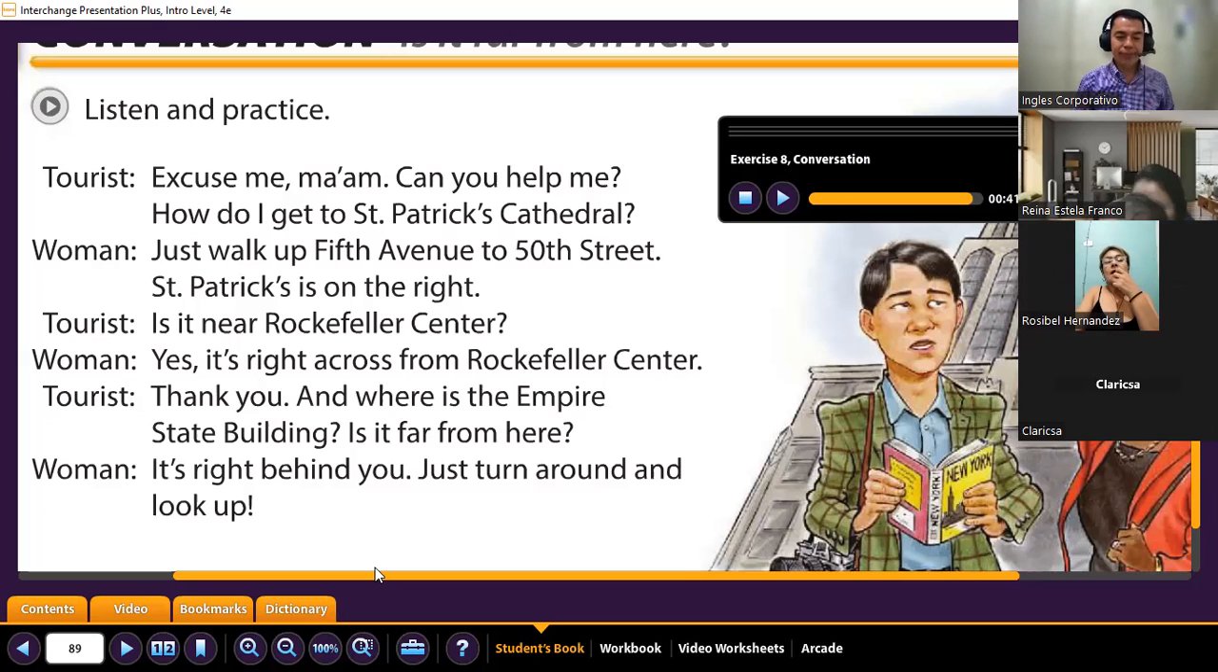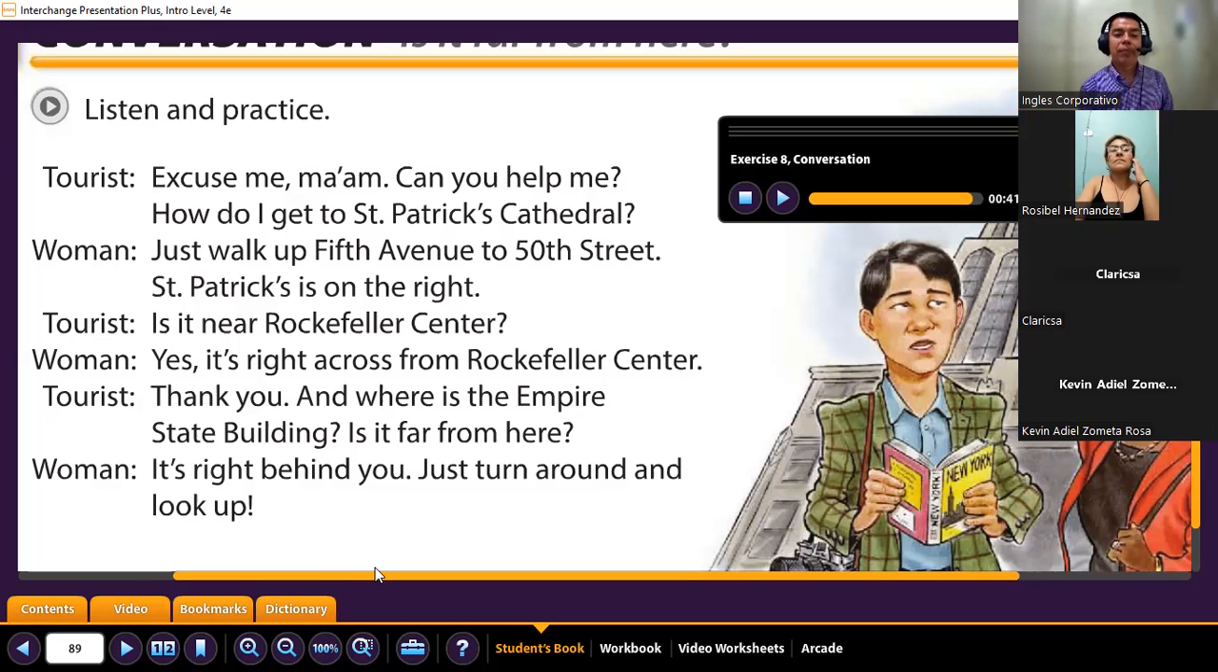1, 2, 3, action. Excuse me, ma'am, can you help me? How do I get up to St. Patrick's Cathedral? Just walk up Fifth Avenue to 50th Street. St. Patrick's is on the right. Is it near Rockefeller Center? Yes, it's right across from Rockefeller Center. Thank you. And where is the Empire State Building? Is it far from here? It's right behind you. Just turn around and look up. Okay, thank you very much.